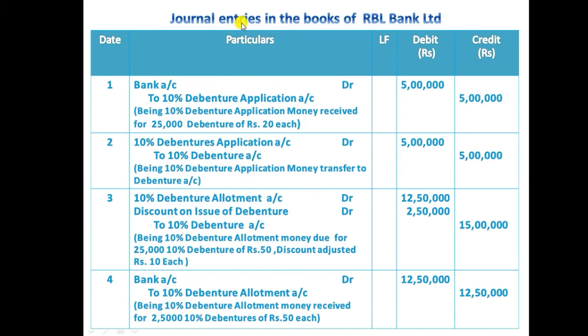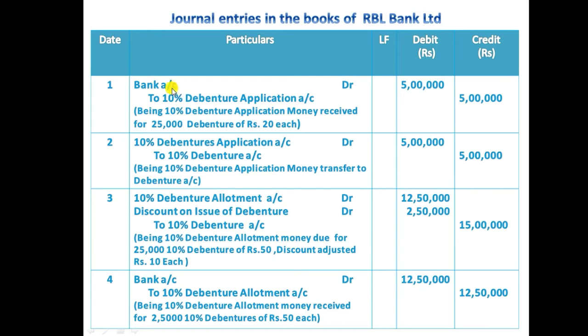Let's see the journal entries. Journal entries in the books of RBL Bank Limited, and we should make the format of date, particulars, LF, debit and credit. As we know, the company is going to raise a loan from the public by way of debentures, 25 lakh rupees, but the company is going to collect 22 lakh 50,000 rupees. This 22 lakh 50,000 the company will collect in 3 installments from the debenture holder. The debenture holder should deposit all 3 installments into the company's bank account.